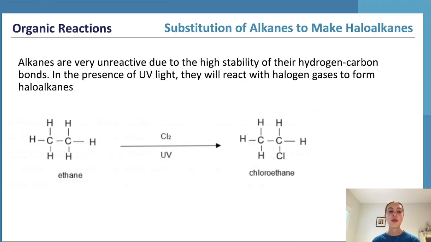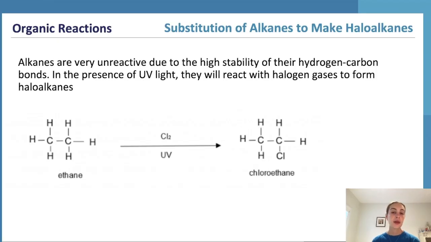We've seen before that an alkane is fully single bonded, and so this means that they're very unreactive. They're not going to react very easily, so hence they need what's known as a catalyst. Their catalyst is going to be UV light. So this reaction will only occur in the presence of UV light, whether that be sunlight or specifically artificially created UV light. When they are in the presence of UV light, they can react with halogen gases to form what's known as our haloalkanes.